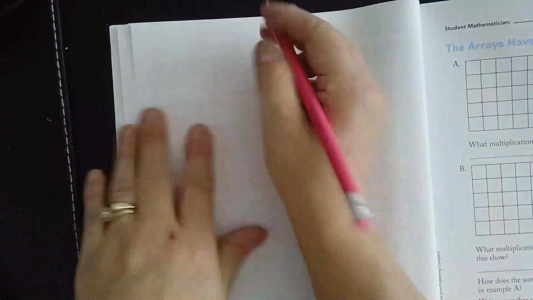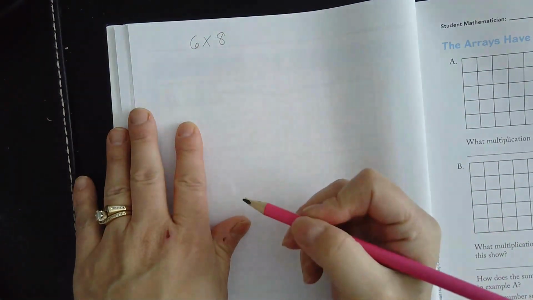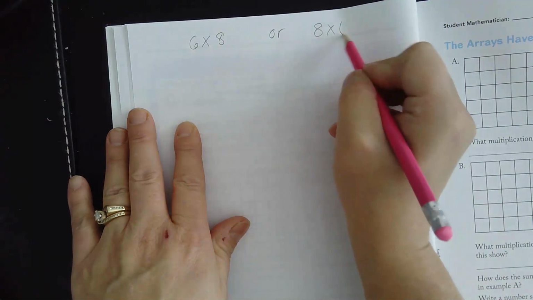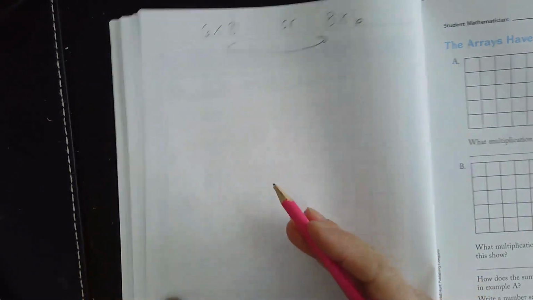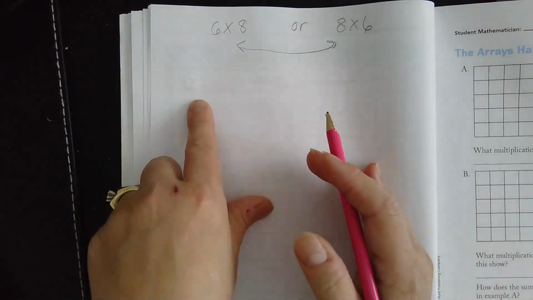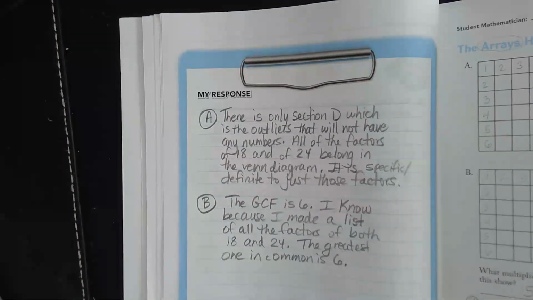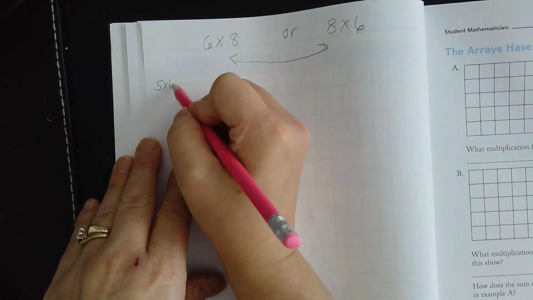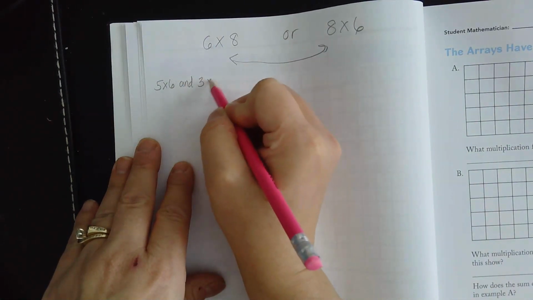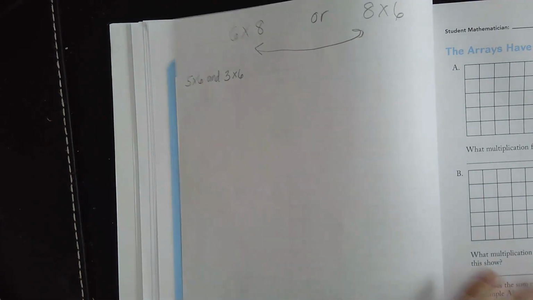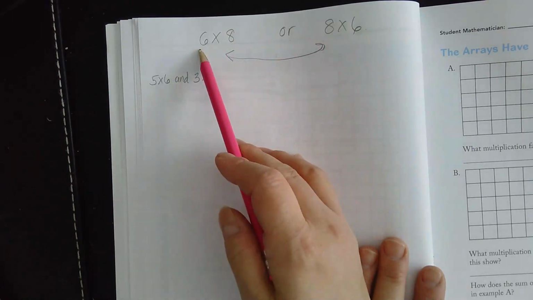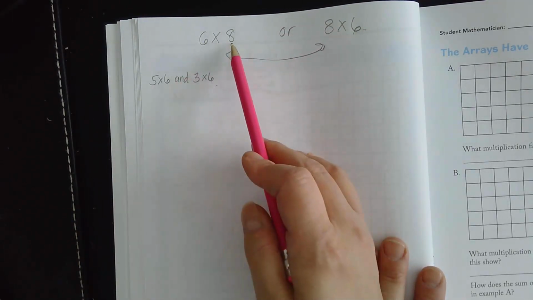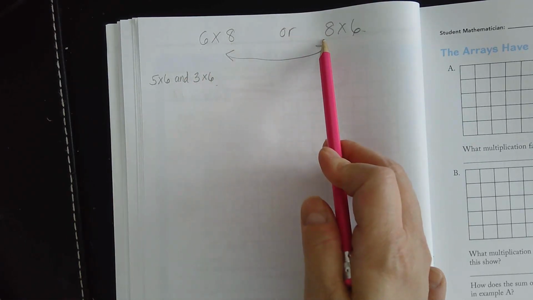So I'm going to turn over to our blank page here. Again, we had our multiplication fact of 6 times 8, or 8 times 6, because we know that those are interchangeably the same thing due to the commutative property. Now they broke it up for us before by saying 5 times 6 and 3 times 6. So 5 times 6 and 3 times 6 was already taken. Now I want you to notice that the 6 stayed the same in both cases. But the other number was the one that was broken up.